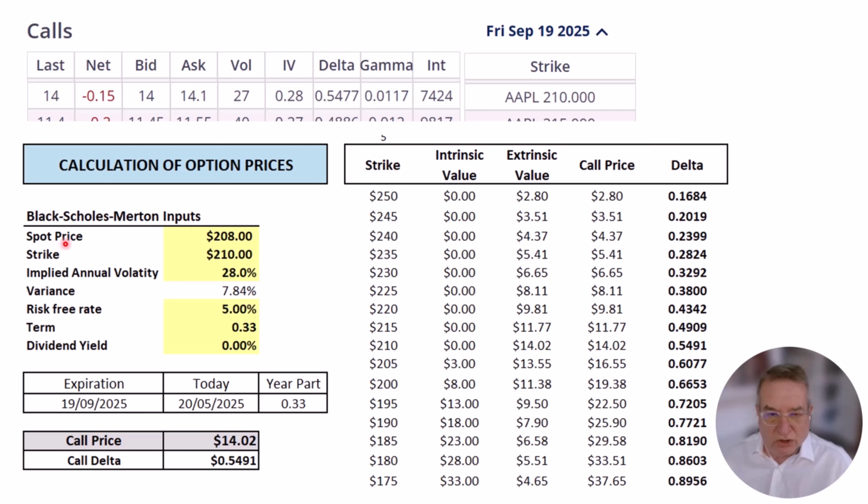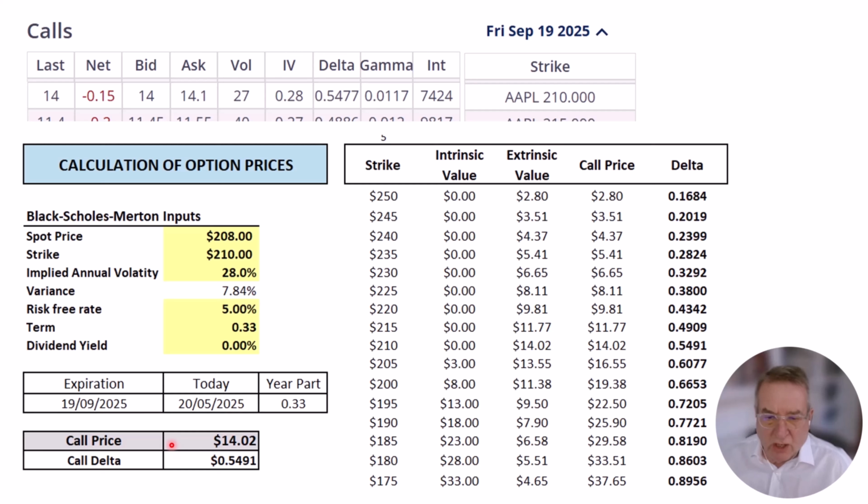And let us plug in the numbers that we have been talking about. So we have a spot price of 208. That was the price of the shares of Apple. We have the strike at 210. We have the implied annual volatility to pick it up from there. The variance is simply that amount squared, so we don't need to calculate that. That's essentially given there for free, as it were. I've used a 5% discount rate, which is required in the Black-Scholes model because the strike gets discounted in line with the risk-free rate or discount rate.